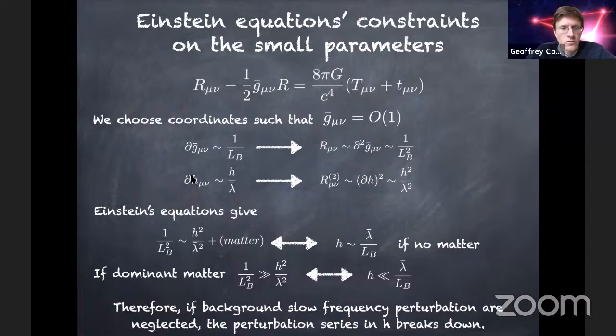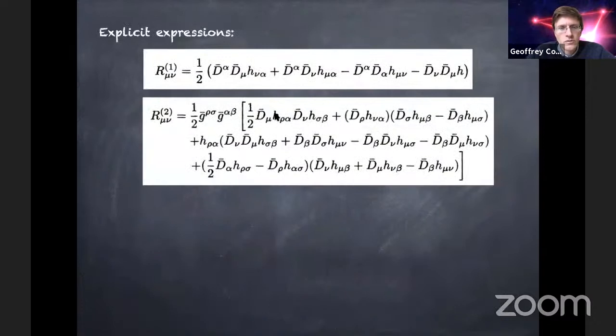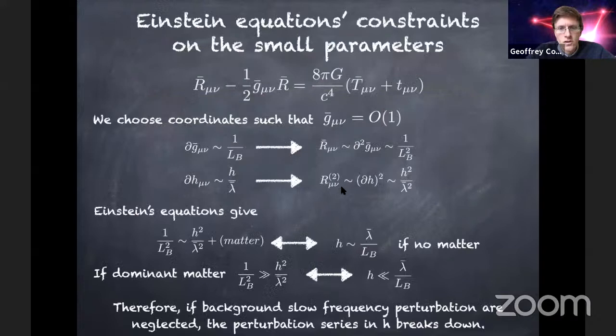To understand the right hand side, when we take a derivative of h, h is of order h, which is a small parameter typical of the perturbation. Then we take a derivative, and we get this length scale typical of the high frequency range. So R2 depends on two background derivatives acting on h. All the terms are like this. They all have different index structure, but there are two h's and two derivatives in all cases. So it's h squared divided by this high frequency length squared.